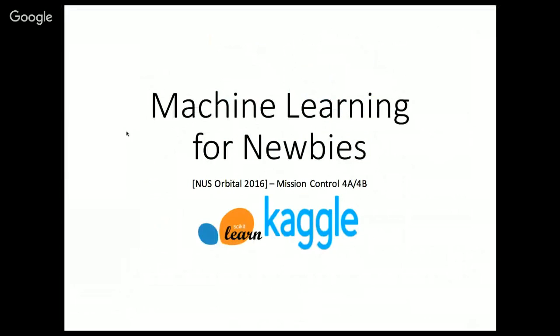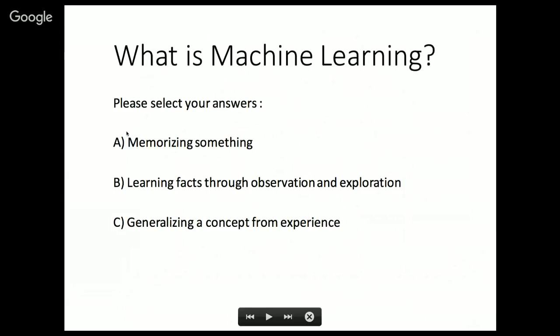Basically I wanted to ask you a question to start with. What is machine learning? I have a quiz here. Please select your answers. Is it A, memorizing something, B, learning facts through observation and exploring, or C, generalizing a concept from experience? You can select more than one, because it's multiple select, not multiple choice. Do you think memorizing something counts as learning? Should it be counted as machine learning? No? No one? Okay. So 0 for that.